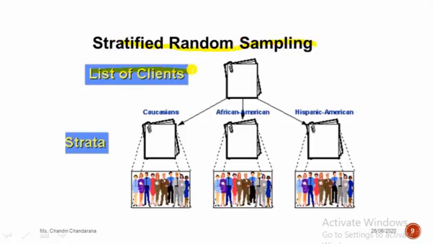Here there is a list of clients. As you can see, these are the different lists of clients, and each is known as a stratum. This is the first stratum, this is the second, and this one is the third. As per the different populations, we have to select the population systematically and make strata, so it will be homogeneous. We are making this technique homogeneous. This is known as stratified random sampling.